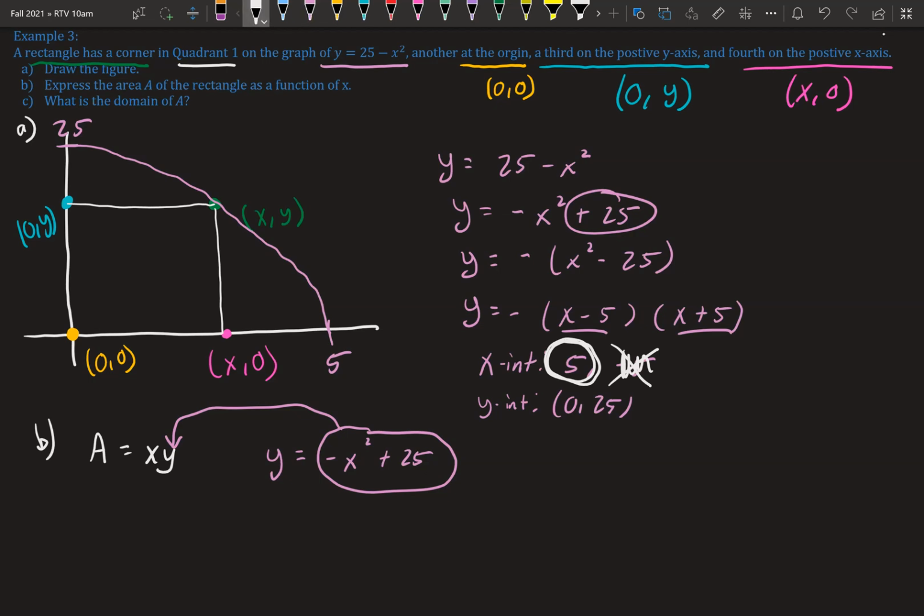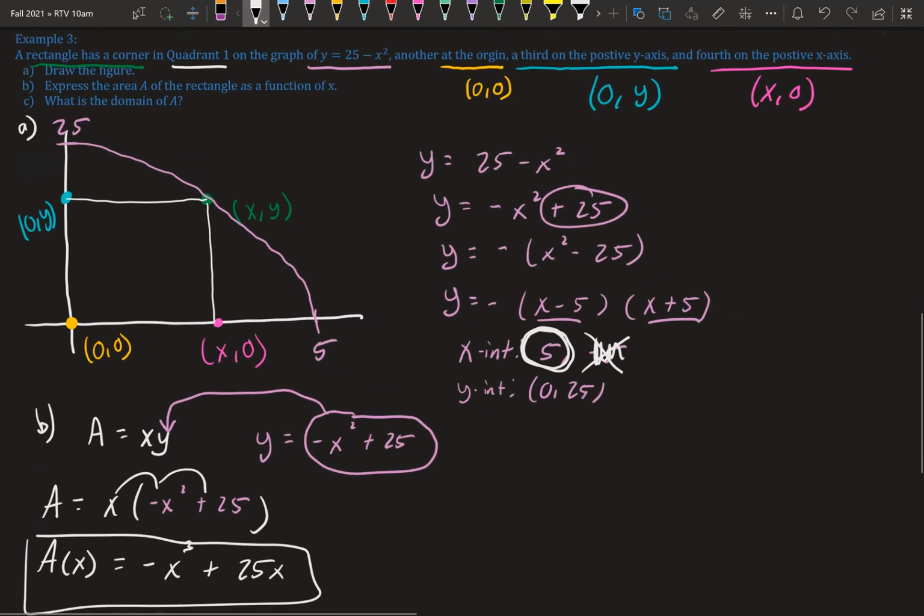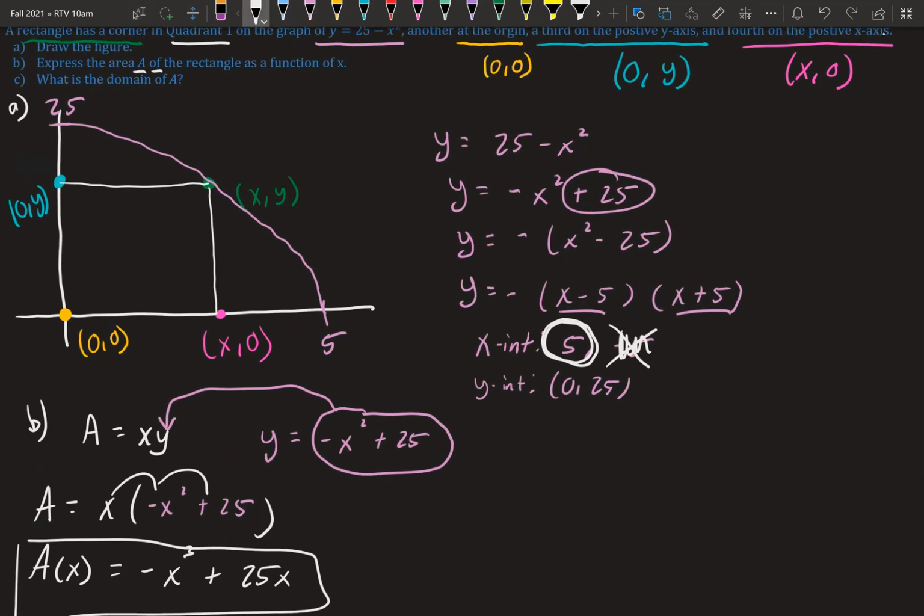When we plug it in, we have area equals x times y, which is negative x squared plus 25. We distribute. So now we have A of x equals negative x cubed plus 25x. And we say A of x because it says A of x. How did I know to be careful about that? It says to express. Anytime you see express, be careful with your notation.